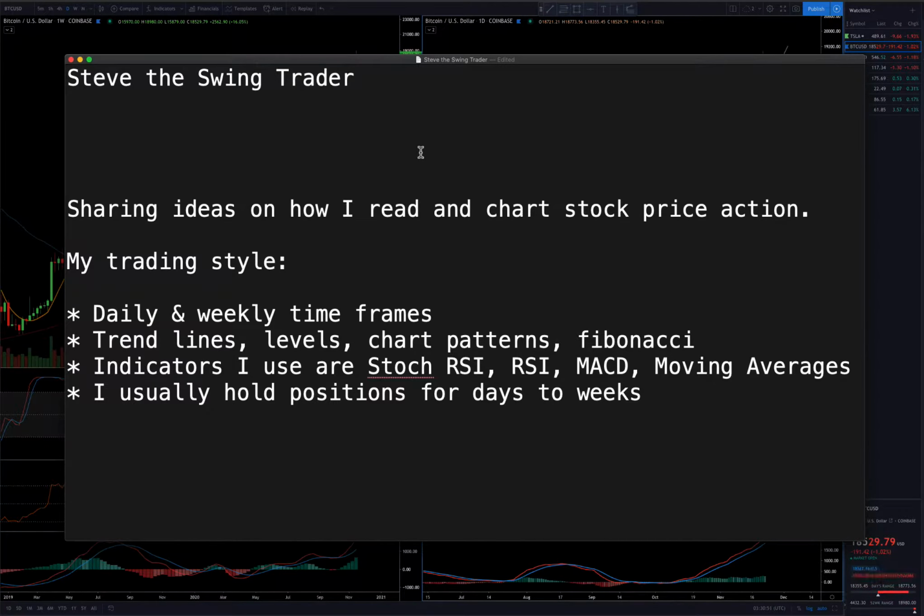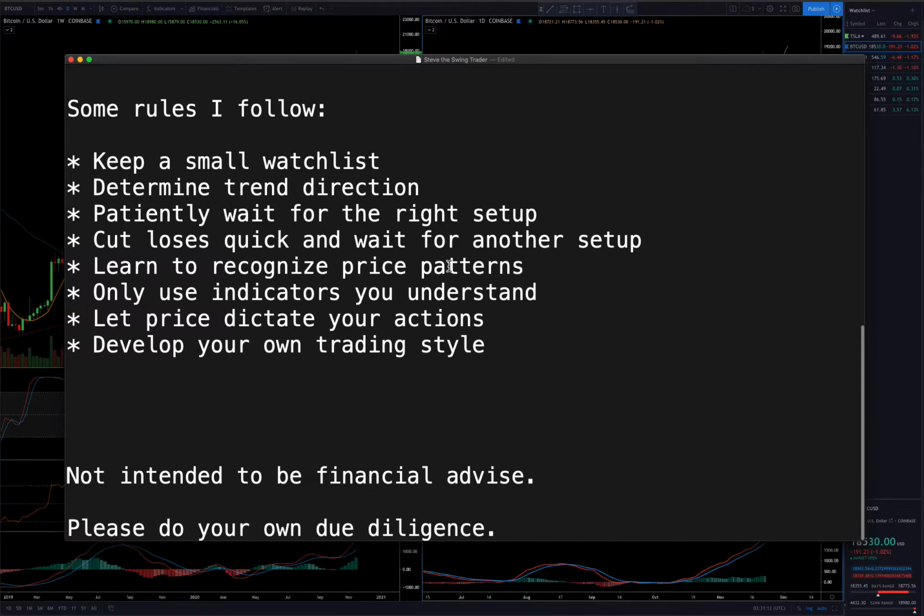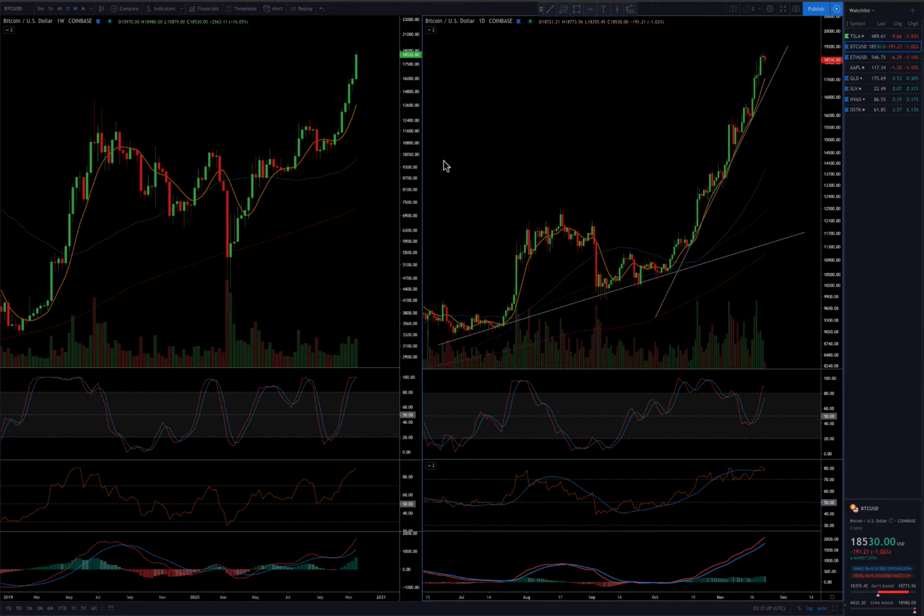Today it'll be about Bitcoin, and basically I'll be sharing my ideas on how I read and chart price action. And here's a little bit of information about my trading style, usually daily, weekly time frames, and here's some of the rules that I follow. Determine trend action, cut losses quick, use only indicators you understand, and let price dictate your actions. So with that said, let's get to the charts.